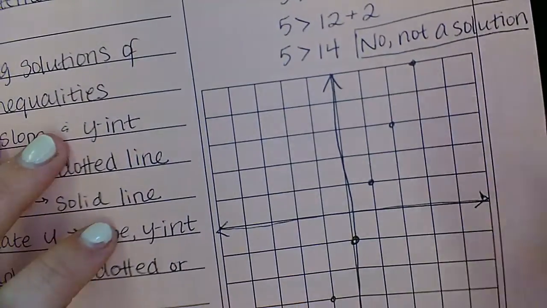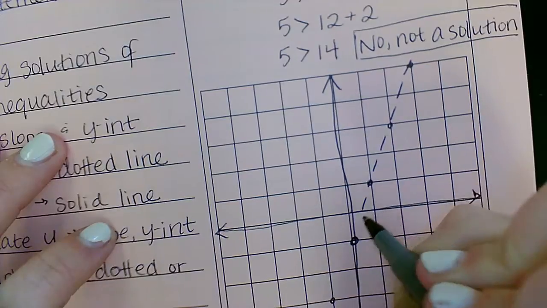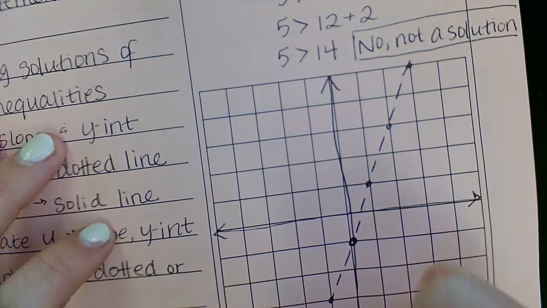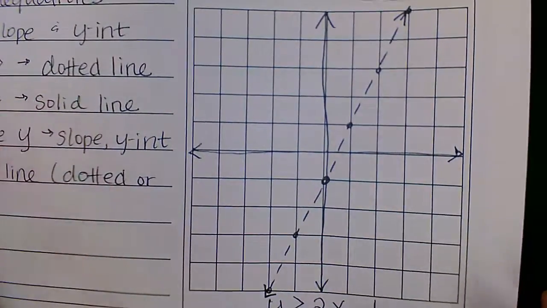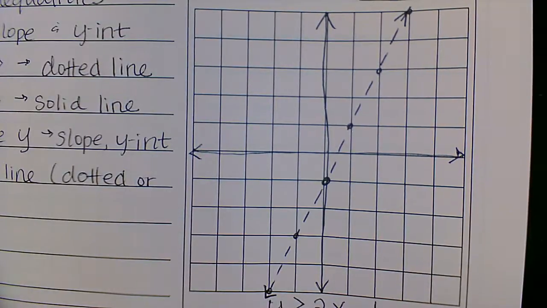So when I'm connecting my dots, I'm connecting them with dashes. And I still need to make sure I do arrows at the ends. But I just have a dotted line. It is clearly dotted. Do not do a solid line and then tell me that it's dotted. Make sure it is very clearly a dotted or dashed line.